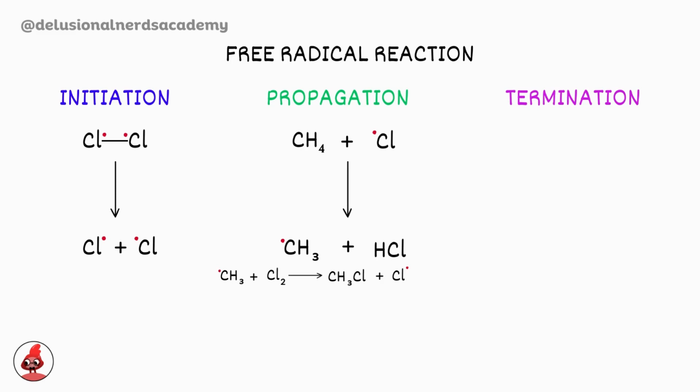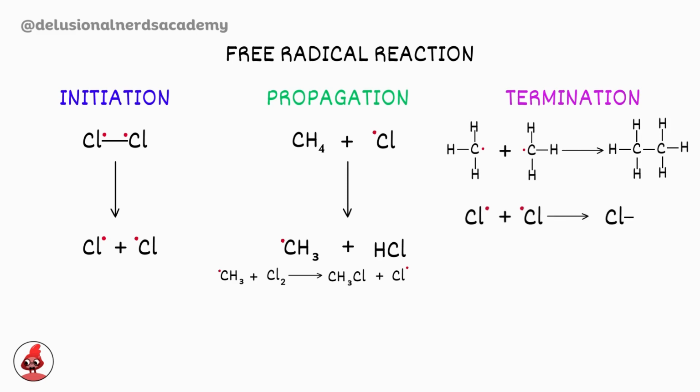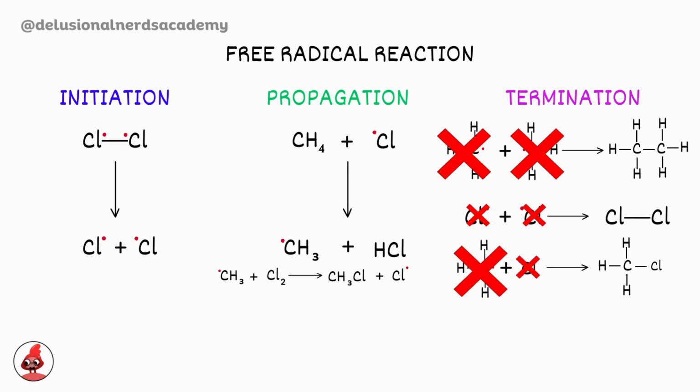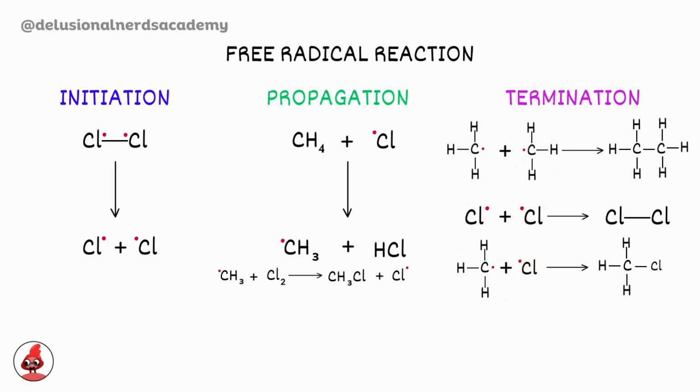In this step, we terminate or put an end to free radicals and turn them into a neutral molecule. The two methane radicals can react to form a neutral ethane molecule. Two chlorine radicals can react to form a neutral chlorine molecule. One methane and one chlorine radical can react to form a neutral methyl chloride molecule. The goal is to put an end to the free radicals as they're highly unstable and keep creating disturbances in our already disturbed environment.